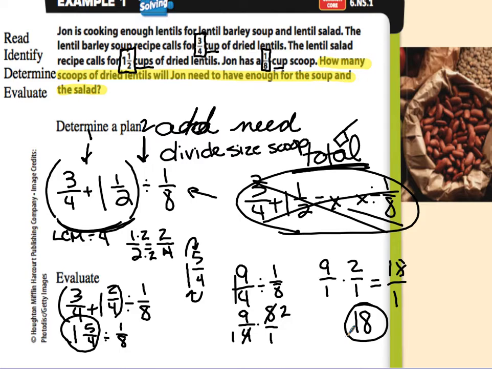All right? So again, you follow your order of operations and you follow your rules. You know that the rule for adding and subtracting is to have common denominators, so that's what we did here. And then the rule for dividing is multiply by the reciprocal.